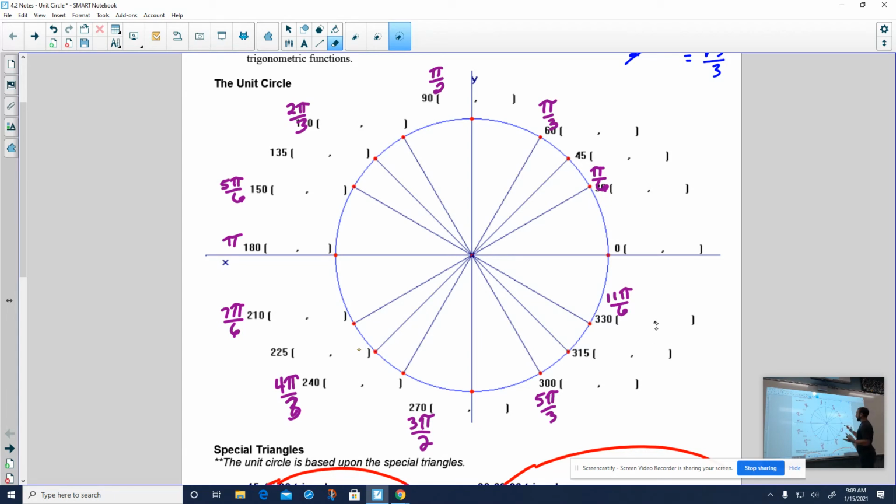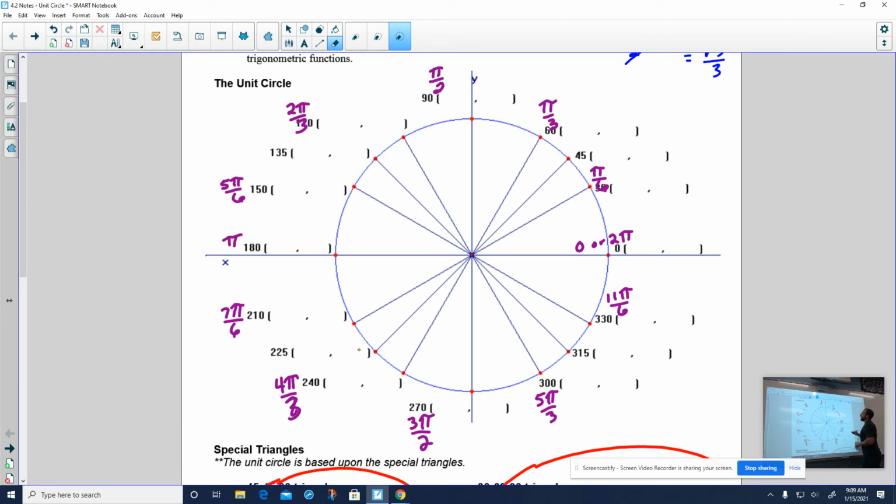I guess you could write this. 0 degrees is 0 radians or 2 pi radians. I mean, it'd be 12 pi over 6, which is 2 pi. I think you already knew 2 pi is all the way around the circle, but it's a good measure. We'll throw it in there.